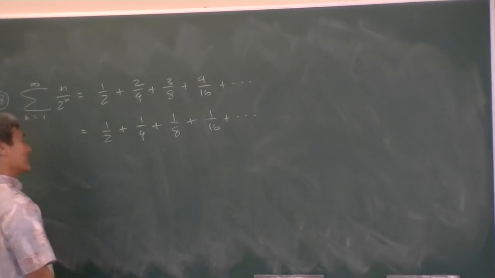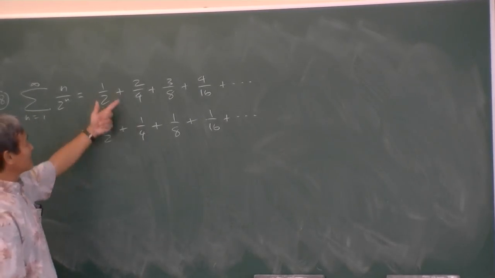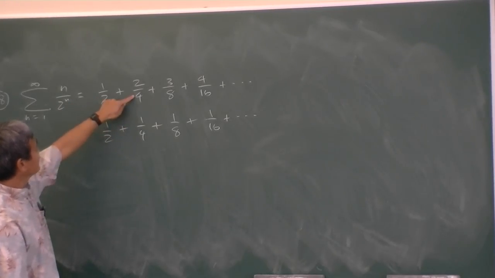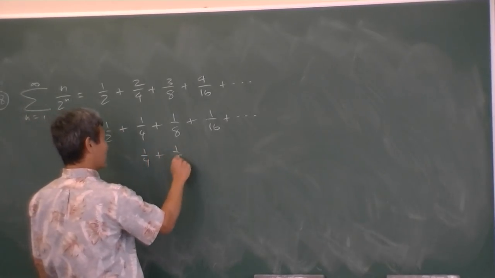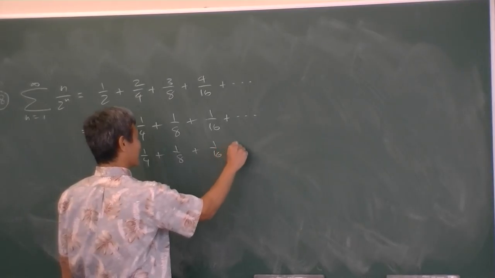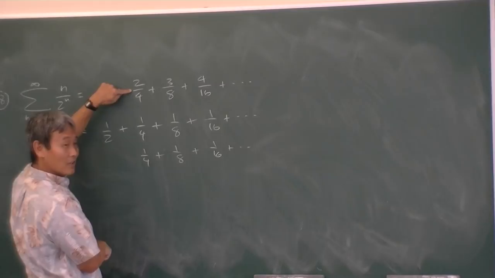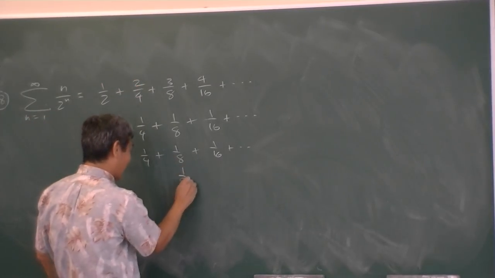Is that geometric? Yes, the common ratio is 1/2. But Mr. Park, that's not the same as the original, because I see a half there, but that's 2/4 and this is only 1/4. So add another line in like this, because now I get 2/4. See, 1/4 + 1/4 = 2/4. Well, Mr. Park, this is only 2/8. That's 3/8. Then add another 8 in.